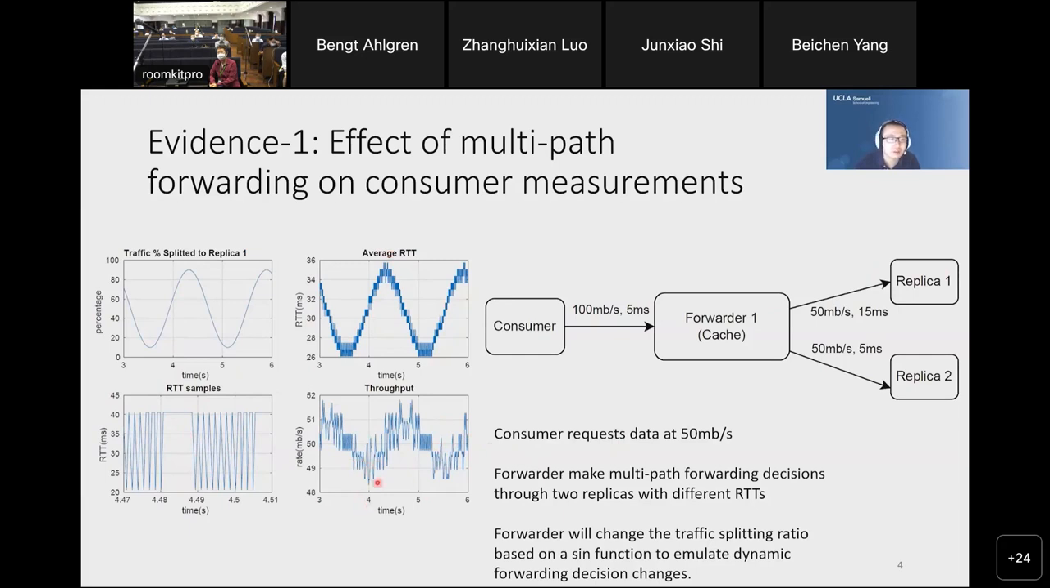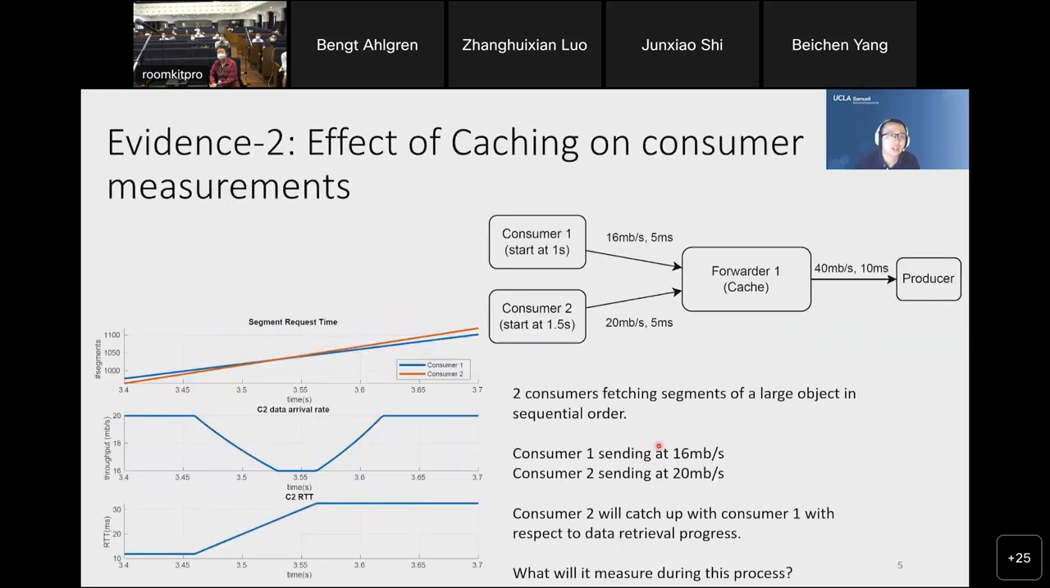And let's look at the 4 second time point. At this time, the consumer sees an increasing round trip time and also a throughput that is below its sending rate. If the consumer adopts TCP/IP's way to interpret these measurements, it will conclude that there is a congestion. In the scenario with caching, the result is similar.